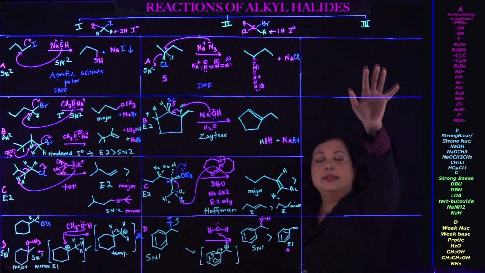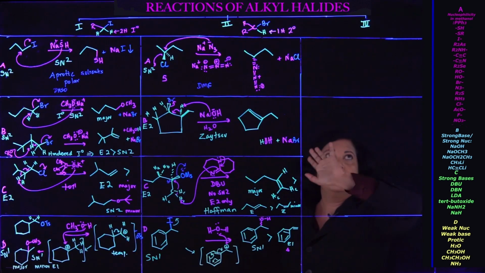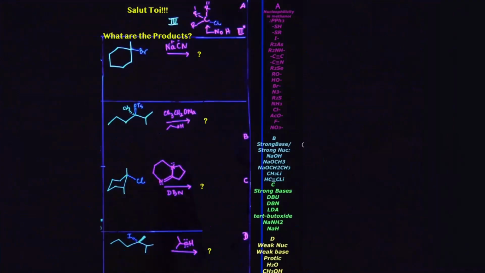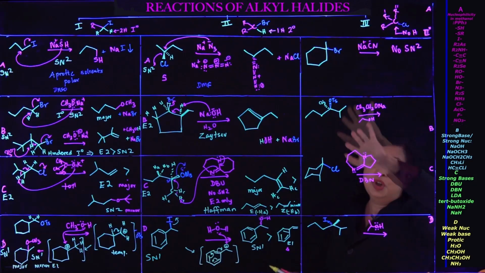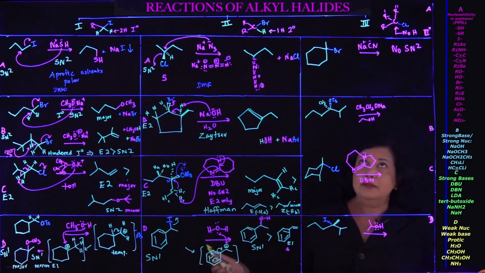Let's look at the tertiary, this bucket. What happens when you add A, B, C, D to your tertiary? So tertiary, all backsides covered, no SN2. Does that mean there's no reaction?